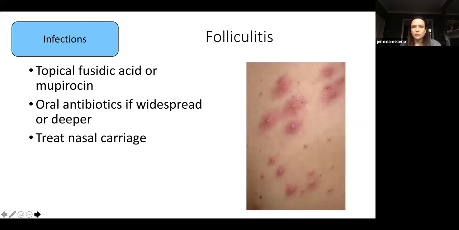Treatment. If you can manage to treat it topically, that's great. Something topical like fusidic acid or mupirocin. But if it's a deeper infection, it's more widespread, you may need to think about oral antibiotics. And again, if you think that it's nasal carriage or you can demonstrate that it's nasal carriage, you would need to treat that with specific antimicrobial ointment to the nose.